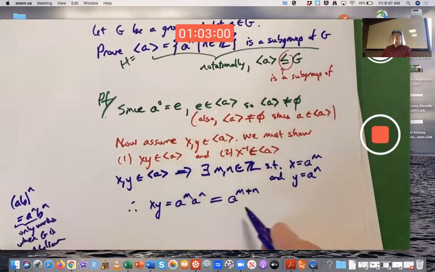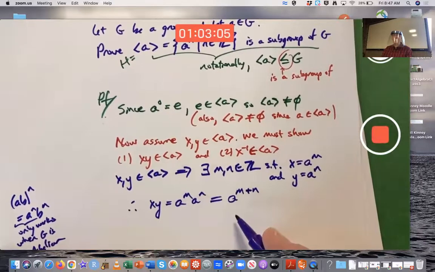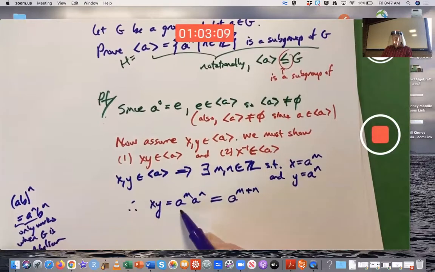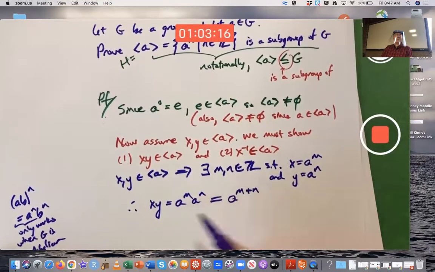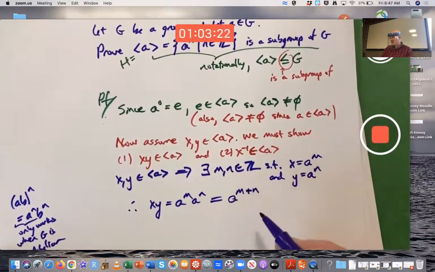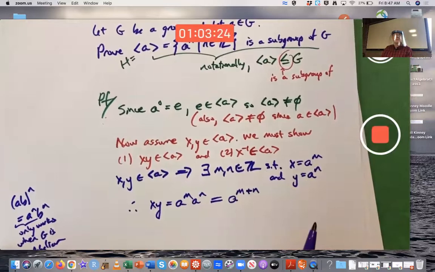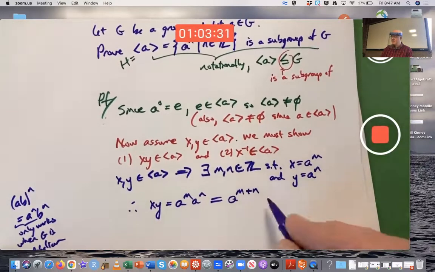But this kind of exponent rule works no matter what, which should make sense. If you pretend M and N are positive, this means A multiplied by itself M times, and this means A multiplied by itself N times. Altogether, you'd have M plus N A's if M and N are positive. Now, M and N could be negative here. It still works. That would take proof, but you can use it. So this is in here.